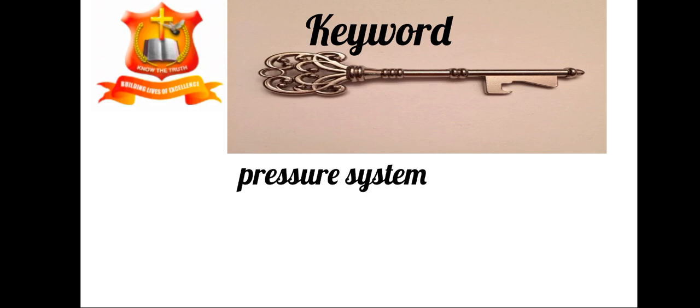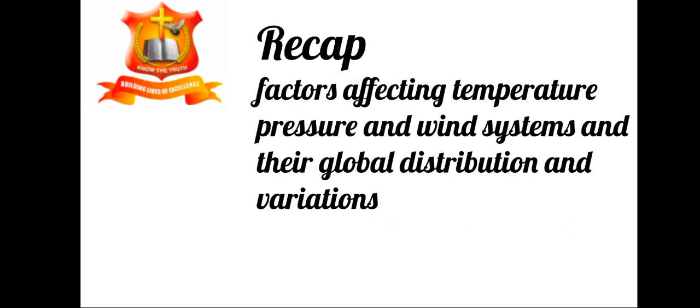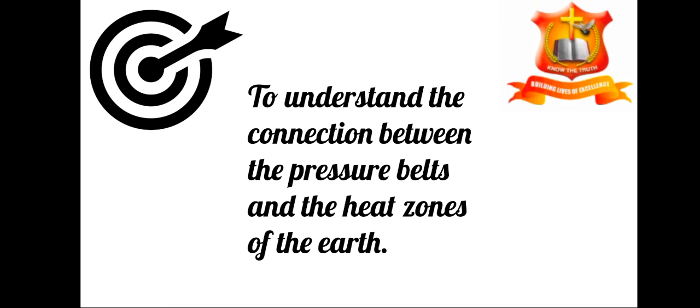Now we will do a quick recap. So far this block has covered factors affecting temperature, pressure and wind systems and their global distribution and variations. You may struggle to understand how variations in temperature and air pressure determine Earth's weather and climate. So we will learn about that. What are we going to learn? We will understand the connection between the pressure belts and the heat zones of the Earth.